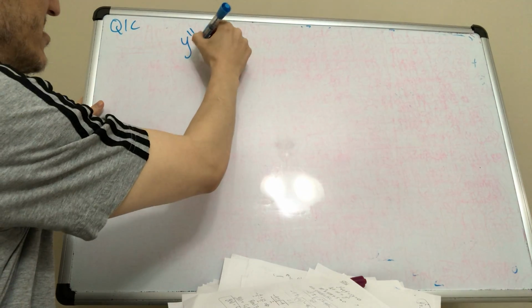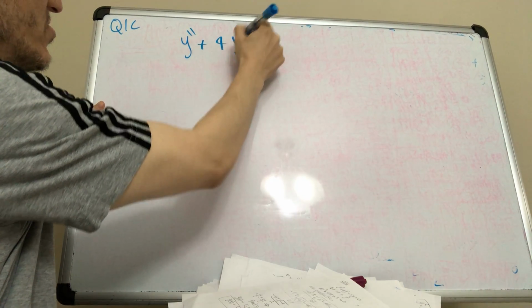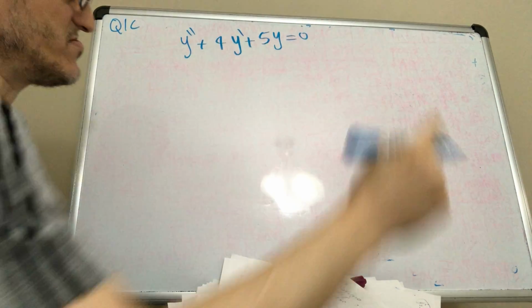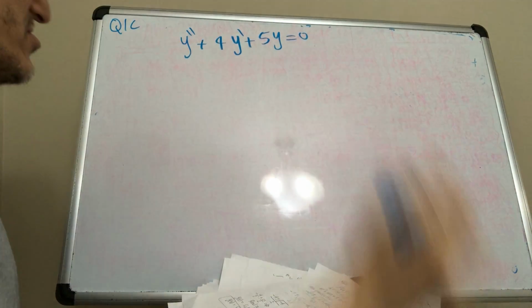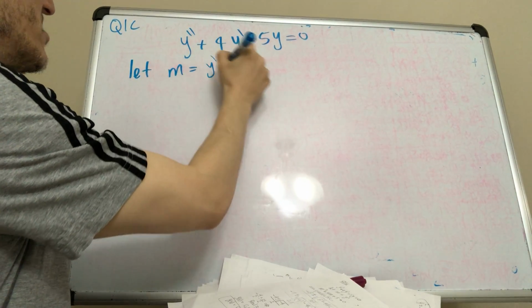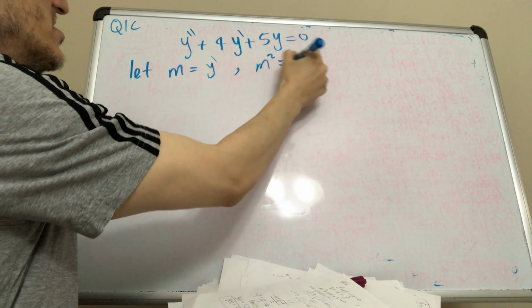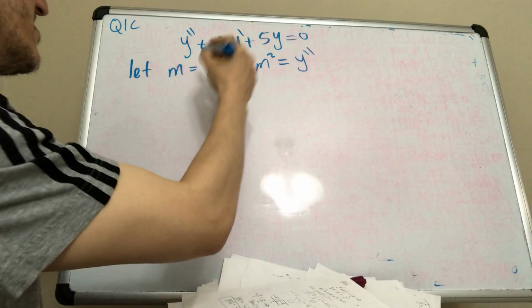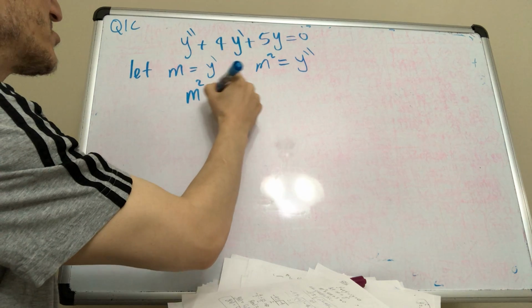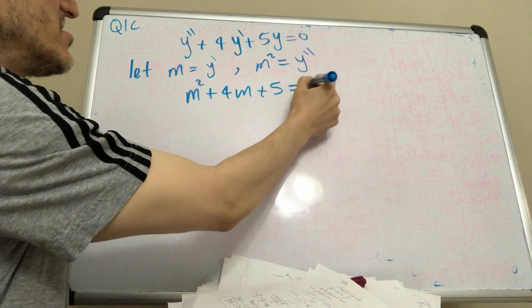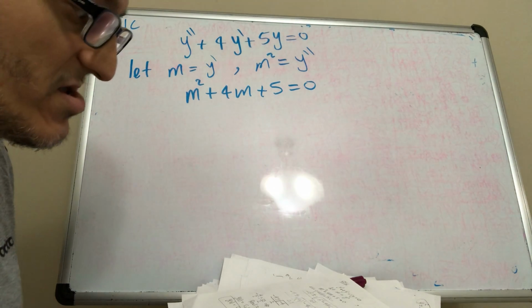y double prime plus 4y prime plus 5y equals 0. So you start the question the same way. Let m be y prime. m squared would be y double prime. Then this turns into m squared plus 4m plus 5 equals 0.